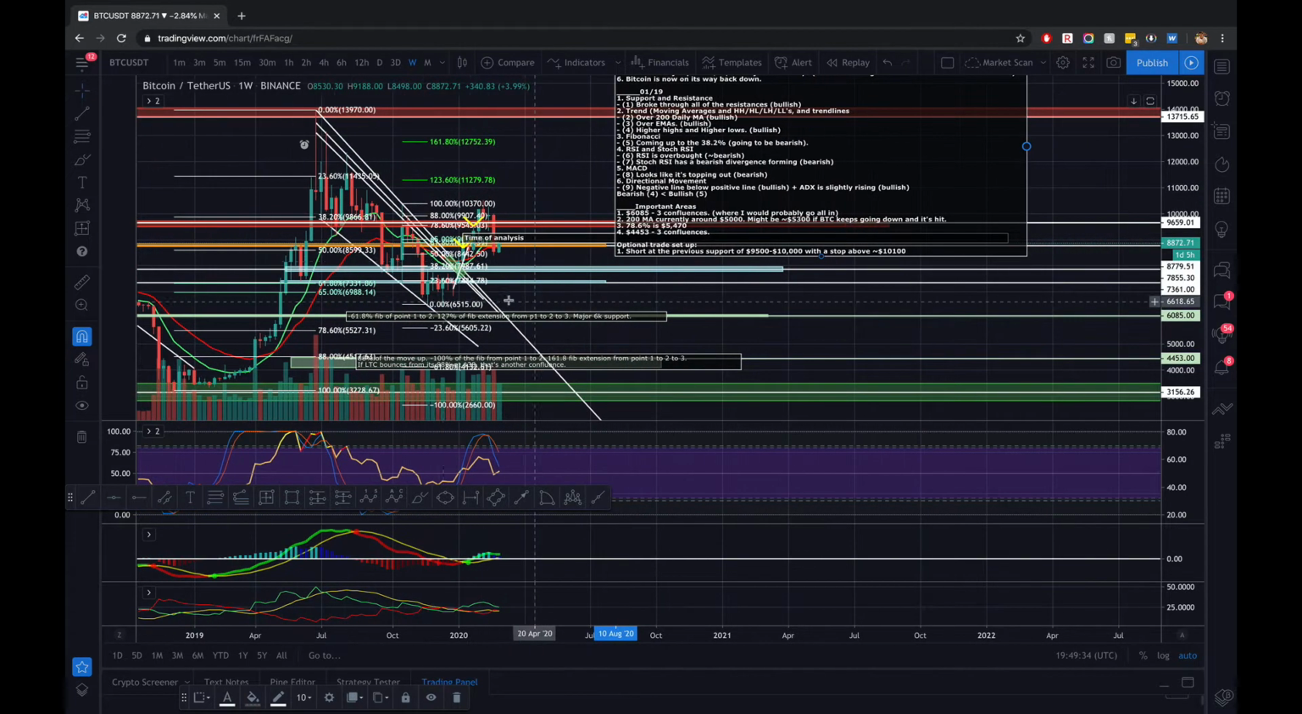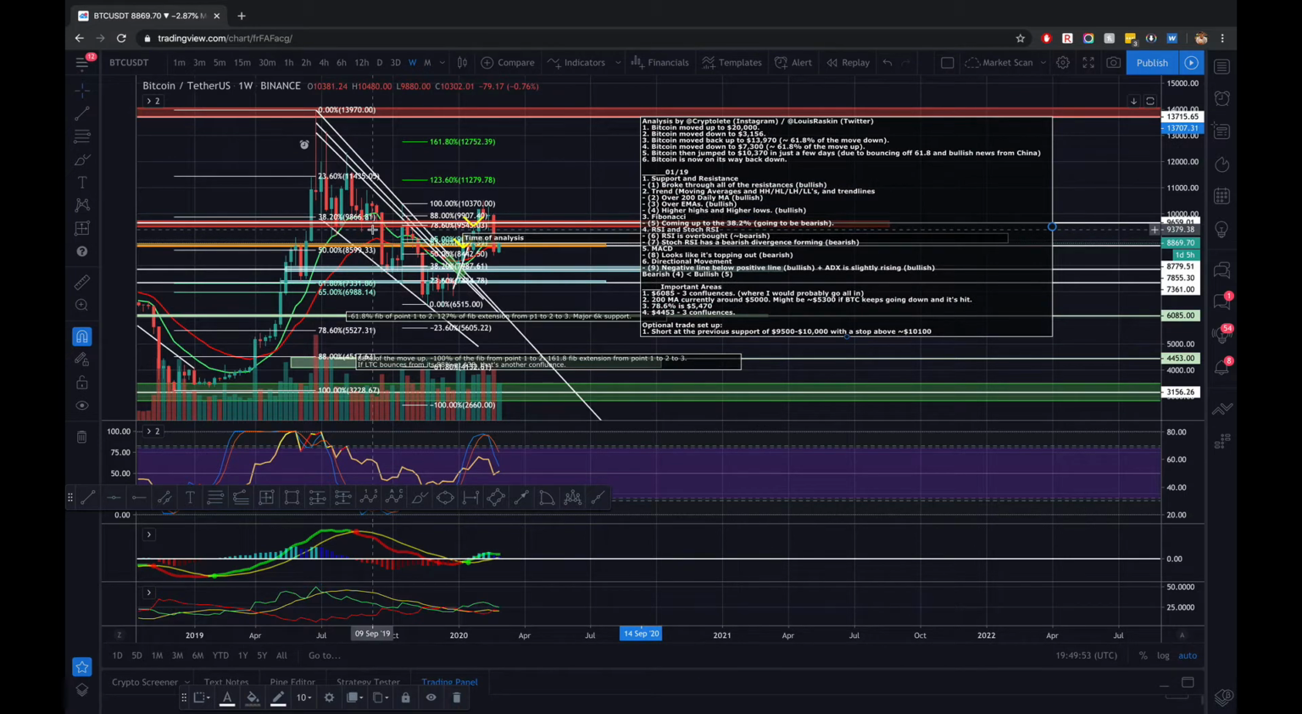The reason why I got in at 7,300 right here is because check this out. If you take the Fibonacci from the bottom to the top and then go all the way back down, 61.8 is at 7,331. Amazing, right? So it fell down, it tapped that, and then it jumped back up. And I believe this was on the bullish news from China right around this point as well.